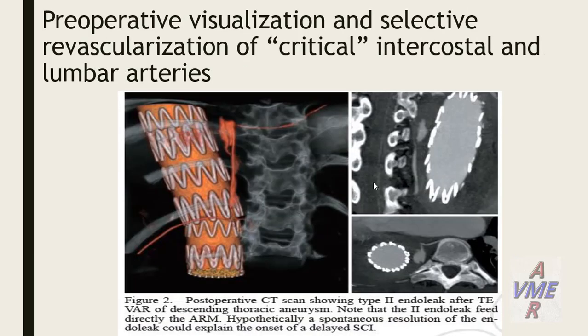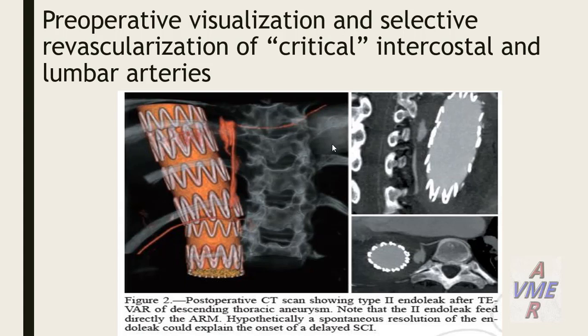It's better to detect preoperatively the blood supply for the spinal cord. Preoperative visualization and selective revascularization of a critical intercostal and lumbar artery. You have to detect the major intercostal and major lumbar arteries which supply the spinal cord, and later on you can make a reanastomosis or revascularization of this dominant and very important artery to avoid spinal cord ischemia.